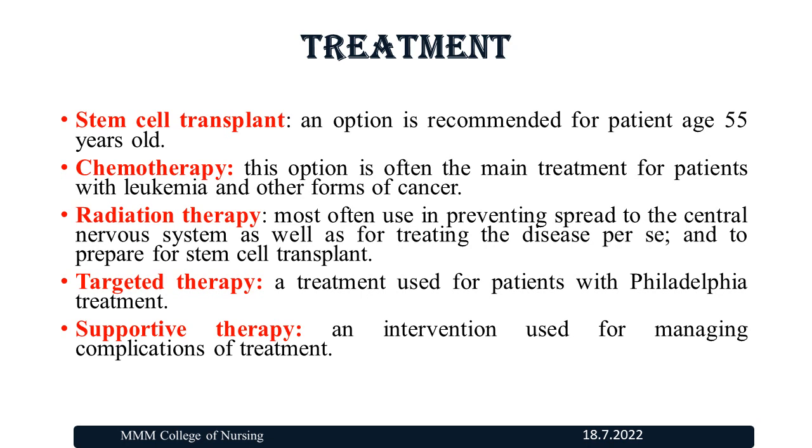Treatment: stem cell transplant. The option is recommended for patients under 55 years old. Chemotherapy, this option is often the main treatment for patients with leukemia and other forms of cancer. Radiation therapy, most often used in preventing spread to the central nervous system as well as treating the disease, and to prepare for stem cell transplant. Targeted therapy also, it is usually for Philadelphia chromosome positive disease, and supportive therapy interventions are used to manage complications of treatment.